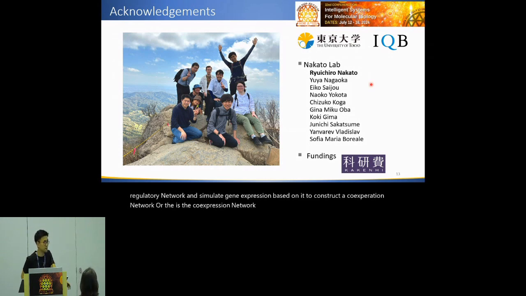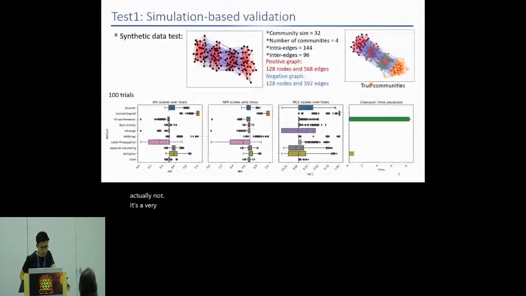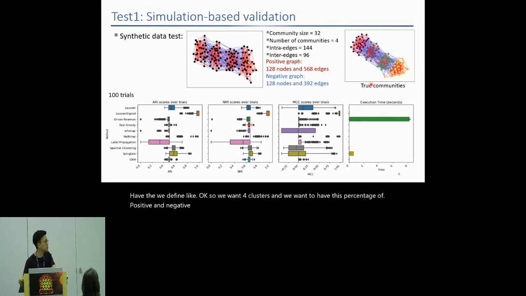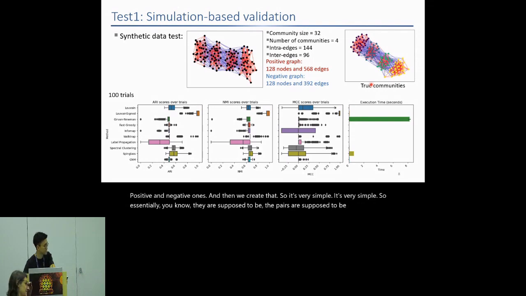No, we simulate directly. It's a very simple one, right? We created this synthetic validation. We basically define, okay, we want 4 clusters and we want this percentage of positive and negative ones, and then we create that. So it's very simple. So essentially, the pairs are supposed to be either positively correlated or negatively correlated.